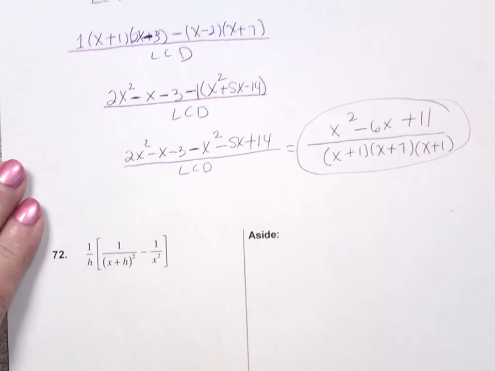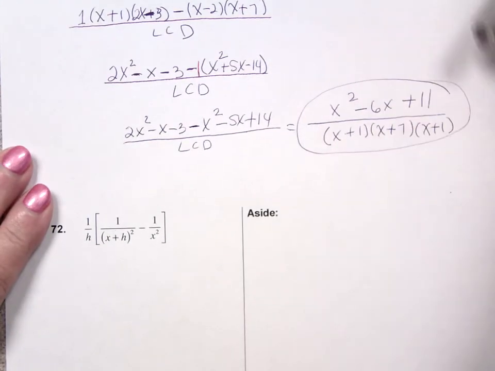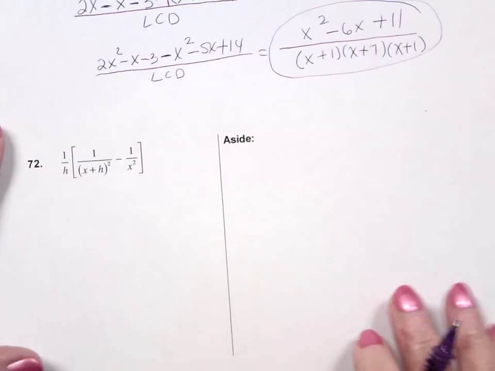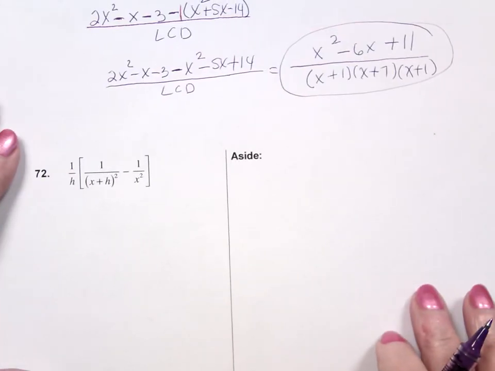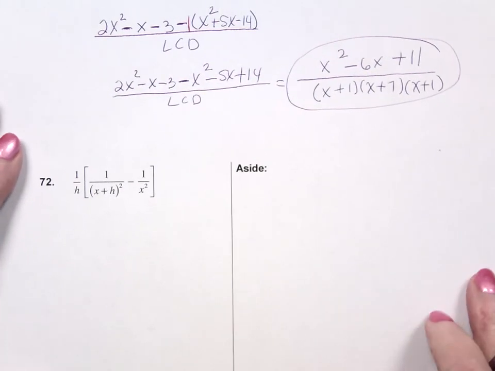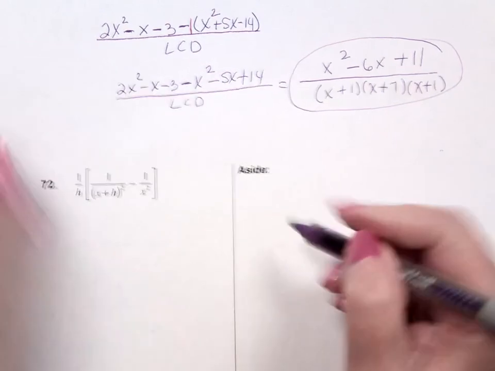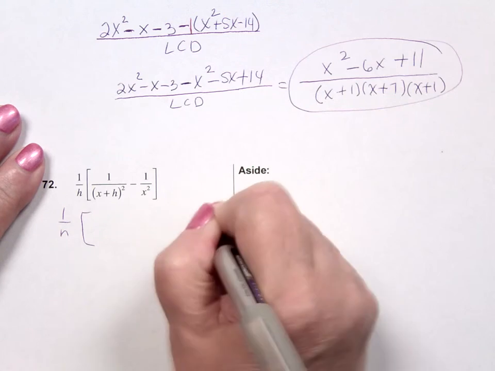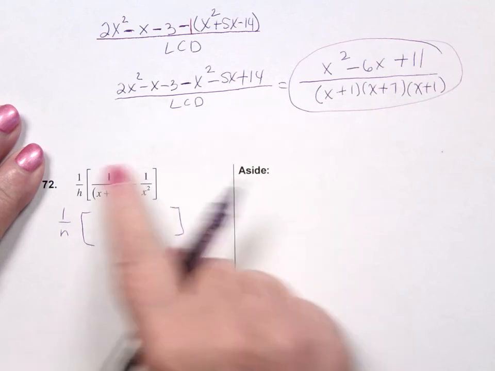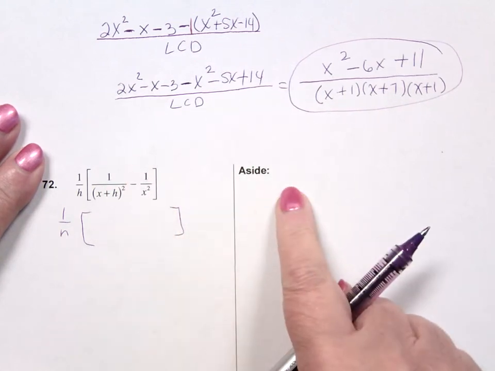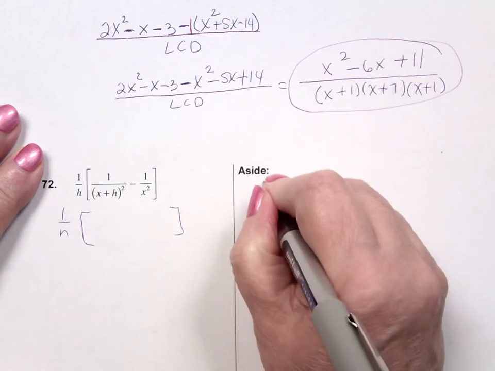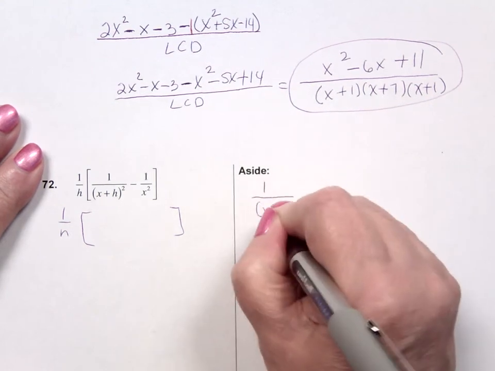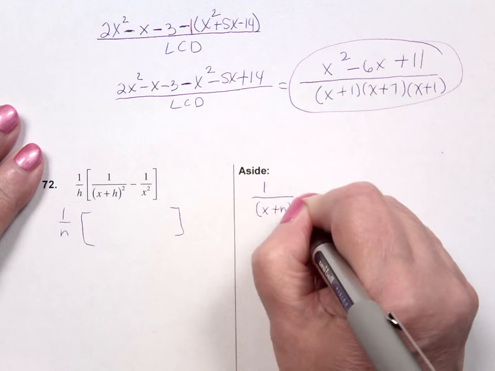On this particular problem here, the first thing I'm going to do is take 1 over h, and then I'm going to do order of operations, which says bring this together. So what I'm going to do is come over to the side, and just work with what's inside the parentheses.